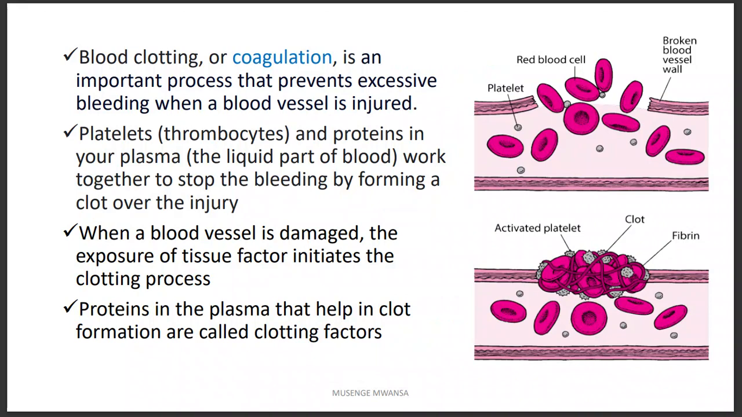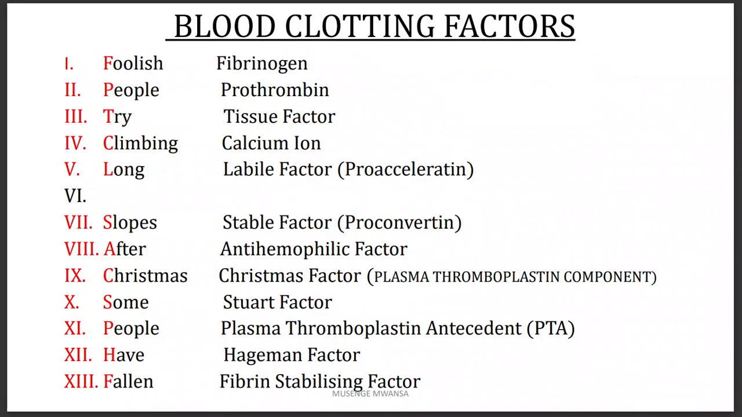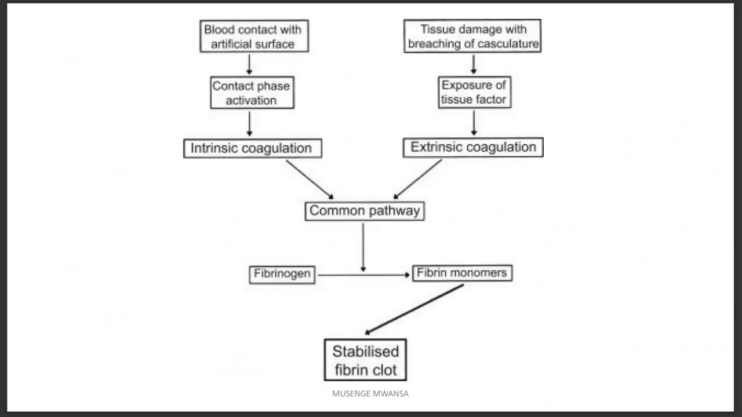Those proteins we call clotting factors, and we have 12 of them, starting from number 1 to number 13. We say 12 because we don't have 6. We can simply remember them by saying: foolish people try climbing long slopes after Christmas. Some people have fallen. Fibrinogen, prothrombin, tissue factor, calcium ion, labile factor, stable factor, and antihemophilic factor, Christmas factor, Stuart factor, plasma thromboplastin antecedent, and Hageman factor, fibrin stabilizing factor.